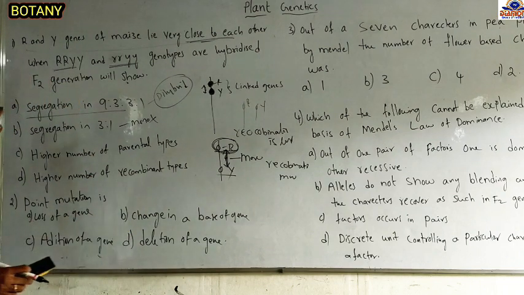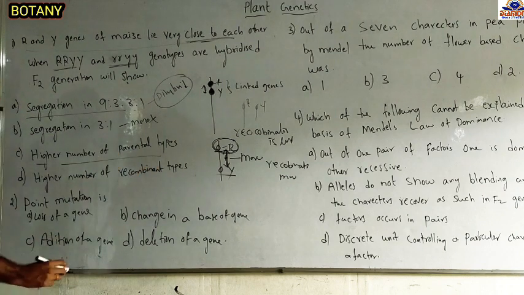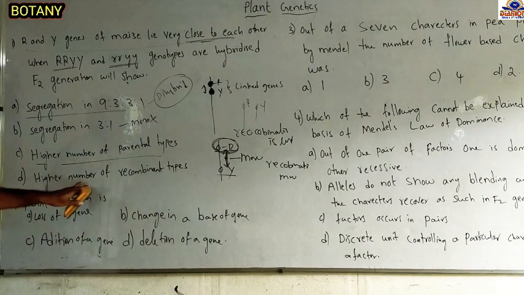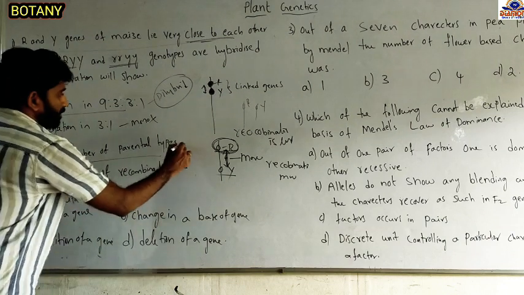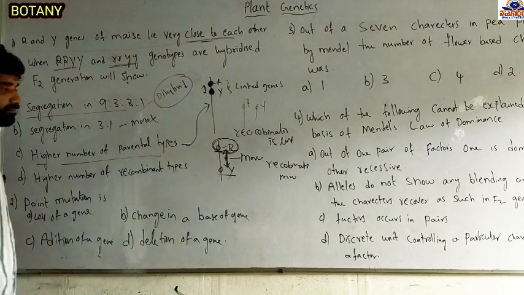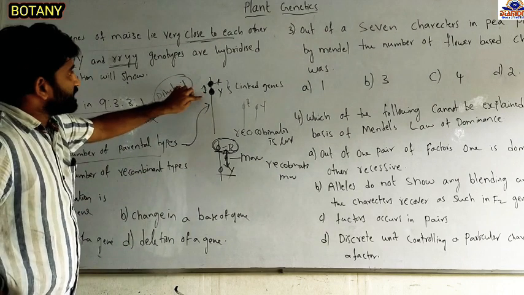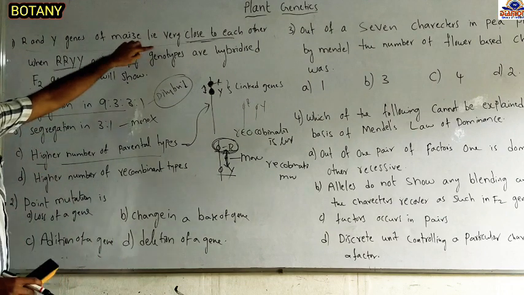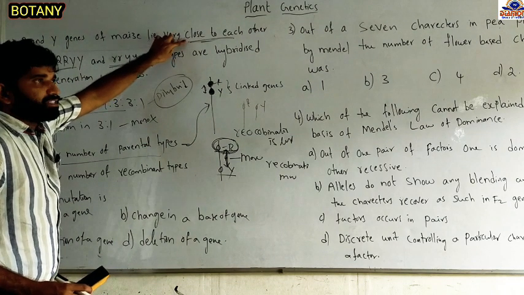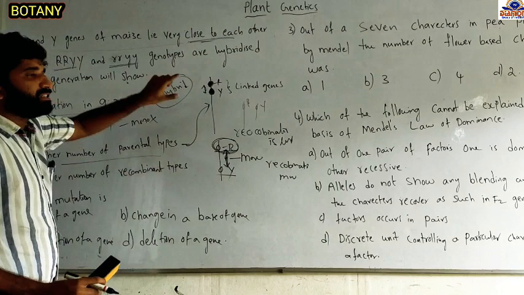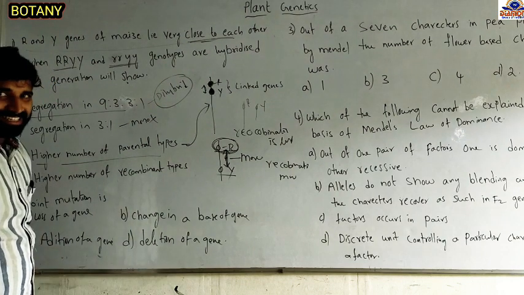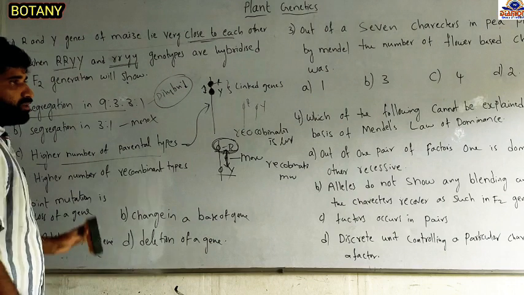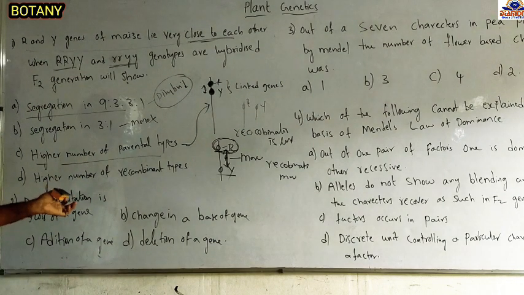Now, according to the concept of linkage and recombination, a higher number of parental types means a lower number of recombinant types. A higher number of parental types means the distance between the two genes is very small, so recombination is less. Here in the question, the genes are arranged very close to each other, so they are not separated easily because linkage is more. So the offspring can show more parental types.